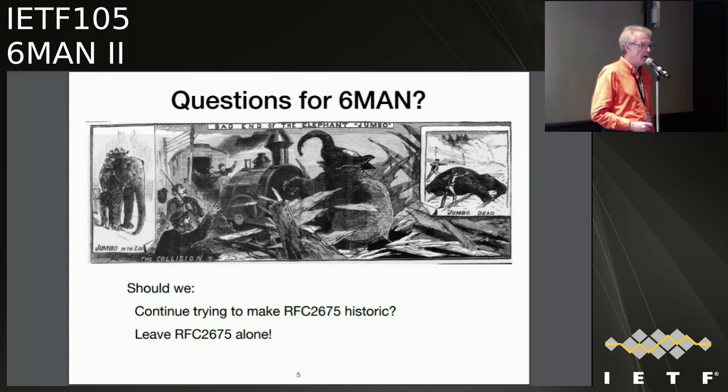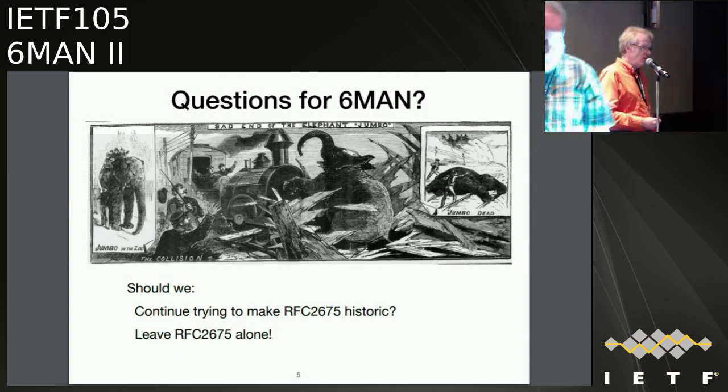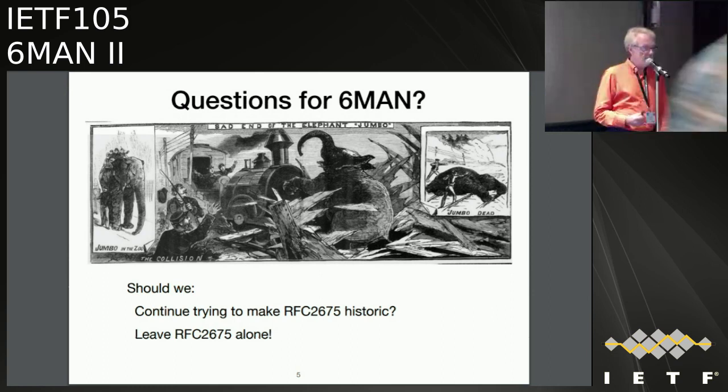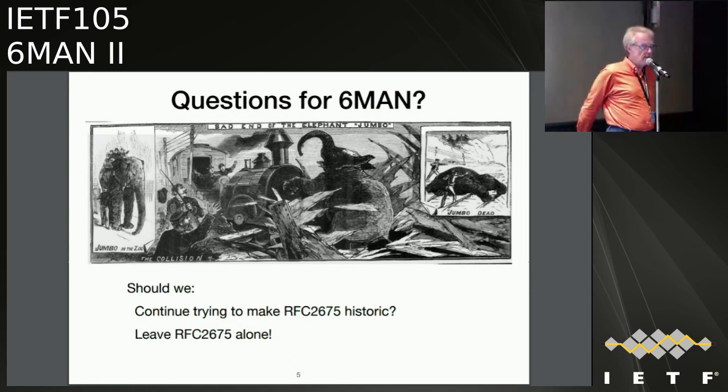So, questions for 6-man. The story of the Victorian jumbo is it got hit by a train and had a very sad ending. Should we continue to make RFC 2675 historic? This draft that I've talked about tries to make it historic by listing where it's used and what happens. Or should we leave RFC 2675 alone? We have various opinions. Oh, Brian.